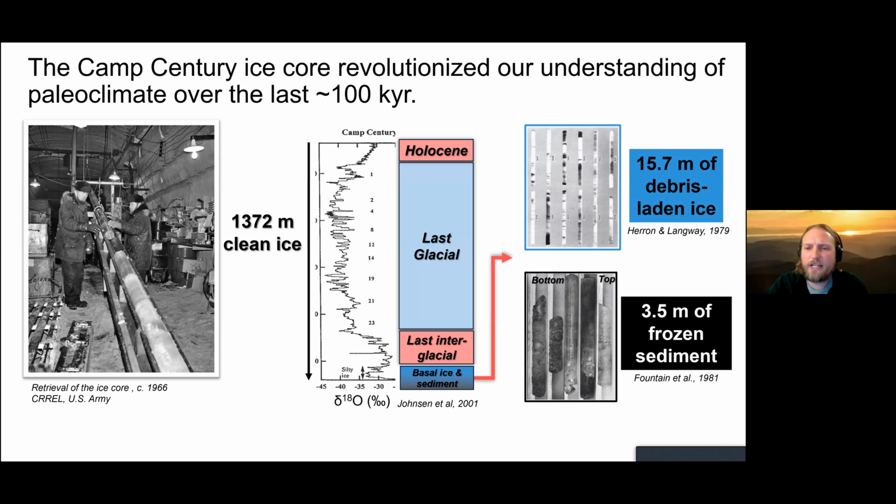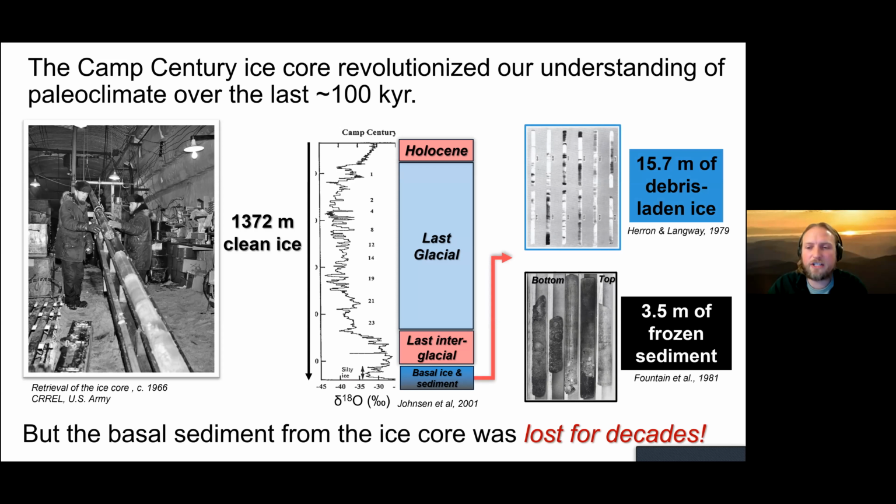At the bottom of the Camp Century ice core, they recovered basal ice materials, about 16 meters of debris-laden ice or silty-rich ice. And then at the very bottom of the ice core, about 3.5 meters of frozen sediment. While the ice core itself was studied intensively after its collection, these basal materials were not studied very much. And then they were actually more or less misplaced in a freezer for several decades.